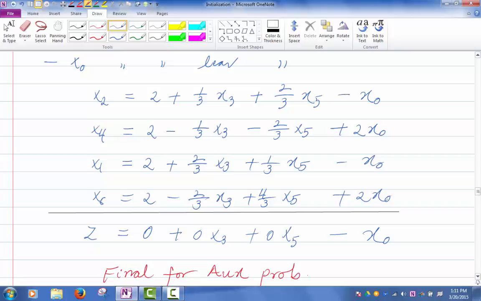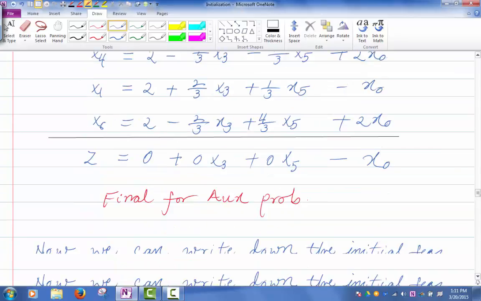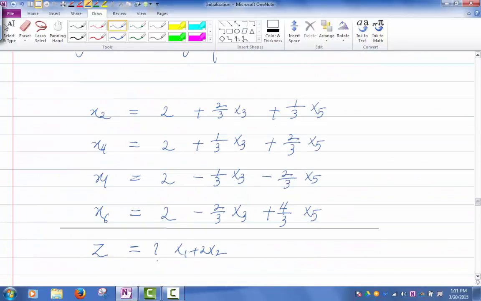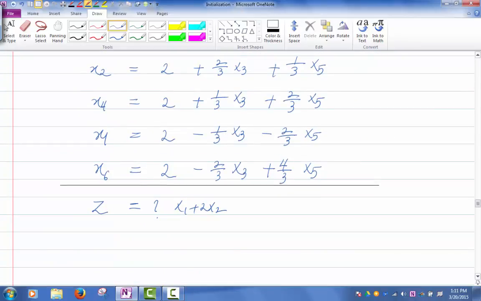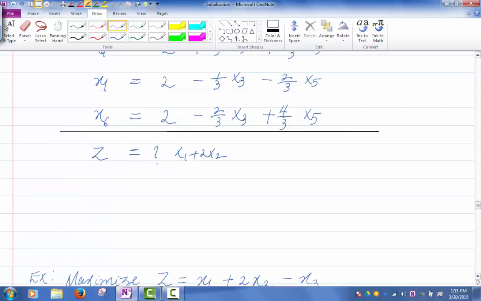And how did you do that? Well, you delete the column for x0 altogether, keep all the other columns, and you have to change z. Okay? So this z here is the objective function for the auxiliary problem, but the z function for the original problem is different. Remember, the z value for the original problem was x1 plus 2x2, right?